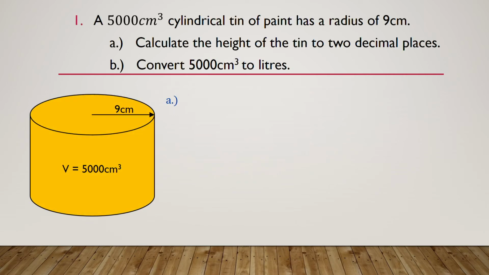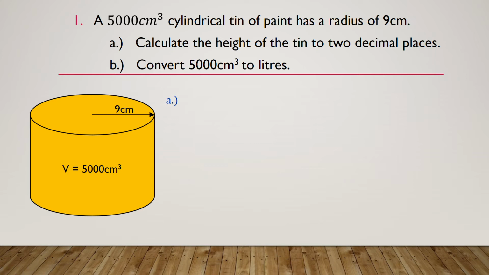All right. So here's an example of capacity, how you would use it in maths. Please will you pause this video, write down this example, and then come and see what I say about it. Okay, so it says a 5,000 centimeter cube cylindrical tin of paint has a radius of 9 centimeters, and here it is, this yellow tin. It gives me the volume, it gives me the radius, it doesn't give me the height. Question A asks me to calculate the height of the tin to 2 decimal places.